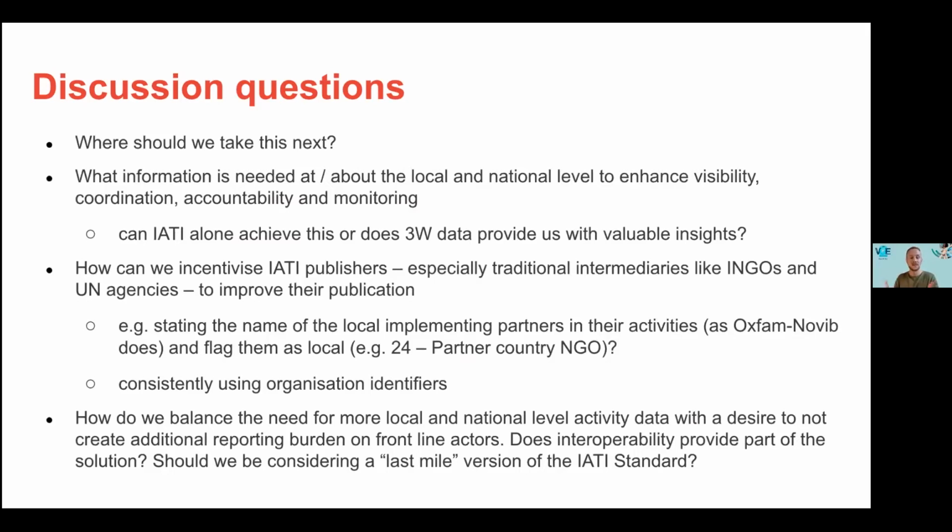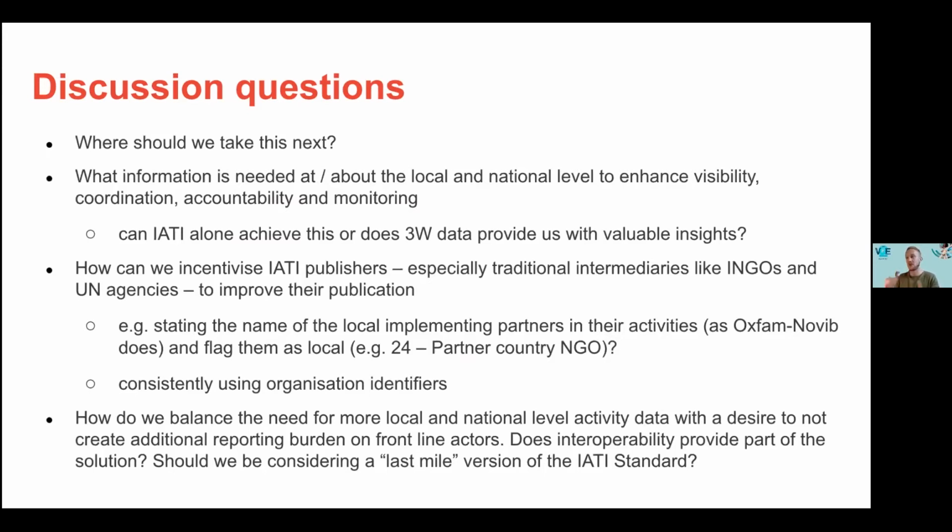How can we incentivize IATI publishers to improve publication? And in this case, we've highlighted INGOs and UN agencies, because these were the ones where we found there was a general approach, particularly in some of the UN agencies, to not publish the names of the implementing organizations they're working with. And also then to consistently use organization identifiers as well, which we found were extremely limited in the data for Somalia.